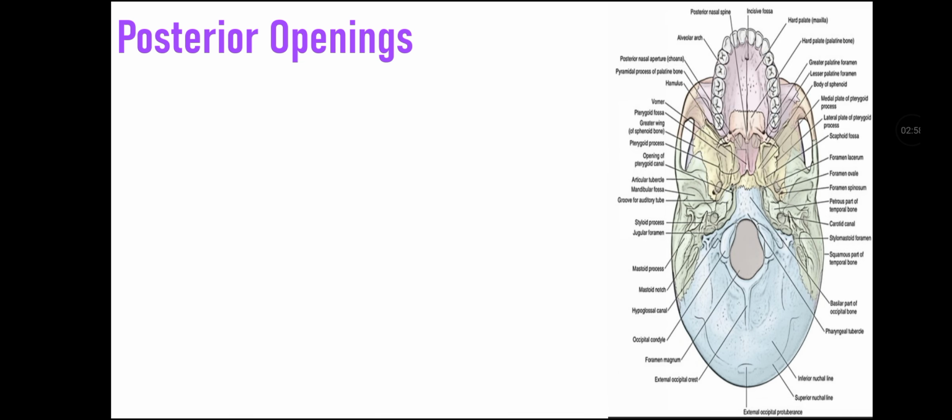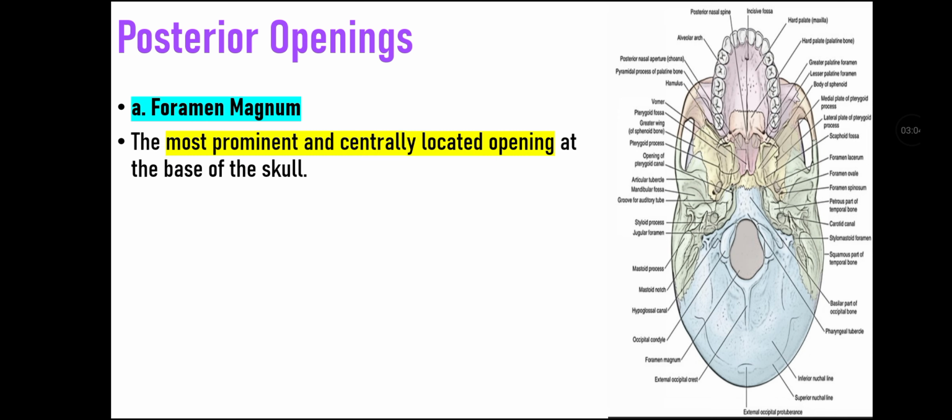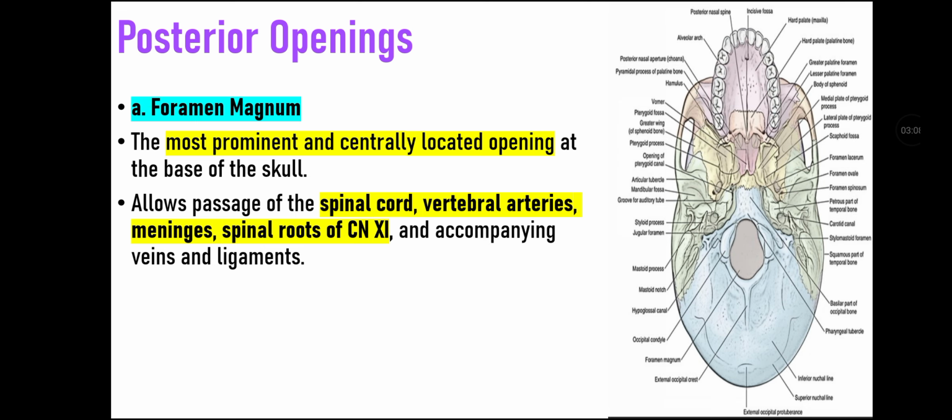Now let's talk about what are the openings present in posterior third of the Norma Basalis. They include foramen magnum, that is the most prominent and centrally located opening at the base of skull. It allows passage of spinal cord, vertebral arteries, meninges, and cranial nerve number 11, and accompanying veins and ligaments also pass through it.